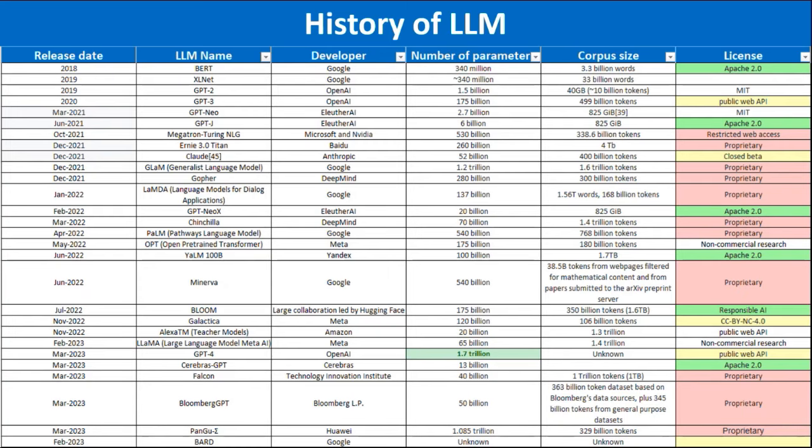These are some more historical details about large language models. It provides their release dates, name, who published it, number of parameters, also called weights, which is nothing but the number of learned patterns they have, then the corpus size on which they are trained, and the usage license. This data is collected from Wikipedia. I will provide the link of that Wikipedia page in the description.